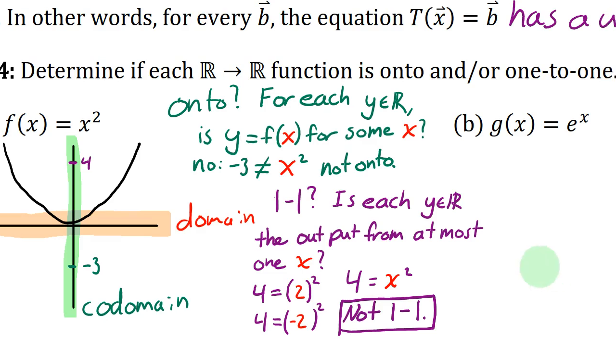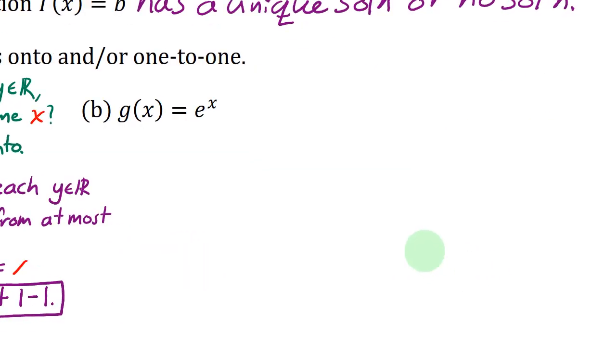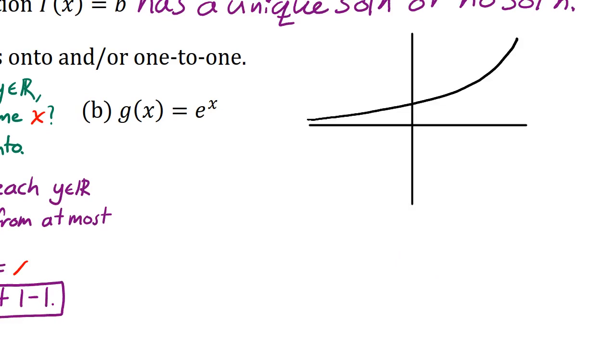Okay, so let's look at g of x equals e to the x. I'll draw a graph. The graph looks like this. Is it onto? Again, this is an R to R function. The codomain is R, and we don't get every single number out. The range is really just the positive numbers. Just positive real numbers are what you can get out. So the range is not equal to the codomain. There's no way to get negative numbers from this. So this one is not onto.